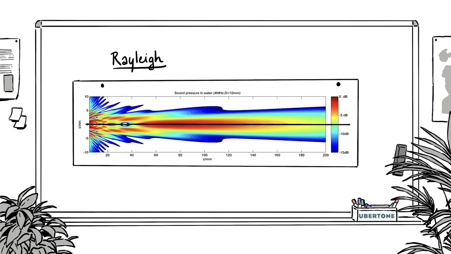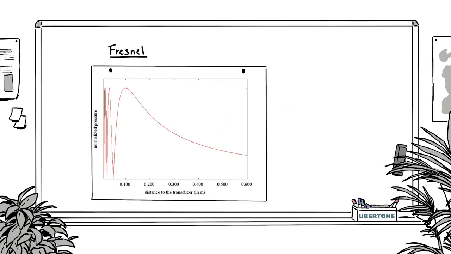A longitudinal model is given by the Fresnel approximation. An example is given here. The last maximum position defines the near field length, which is given by the square of the active surface radius times the emission frequency divided by the sound speed.